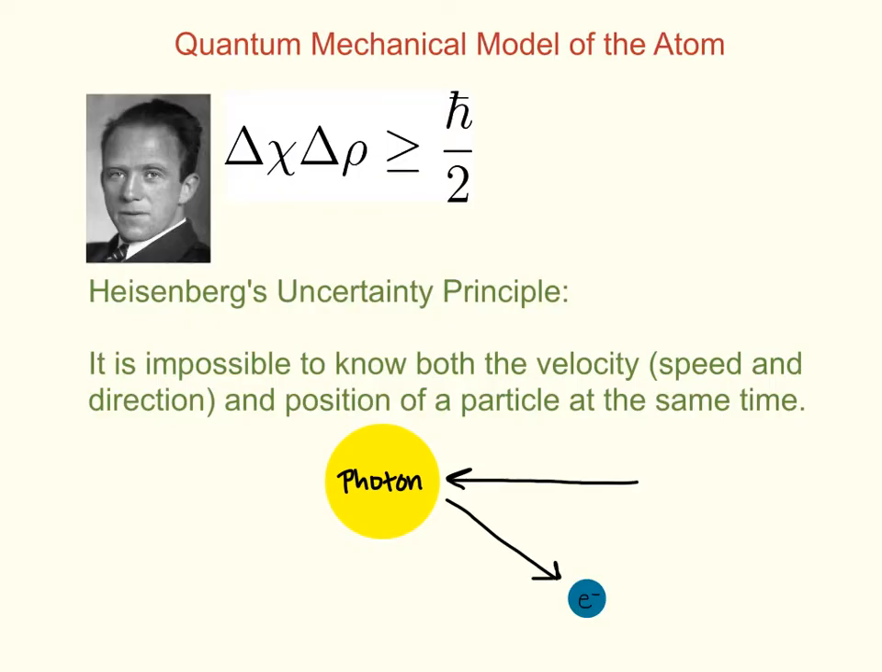So Heisenberg hypothesized that it is impossible to know exactly both the velocity and position of a particle at the same time. We can know one or the other, but as soon as we know one, then either the velocity or the position or both have changed because of the collision with the photon.